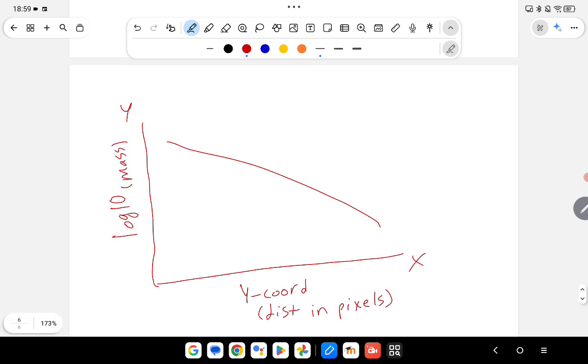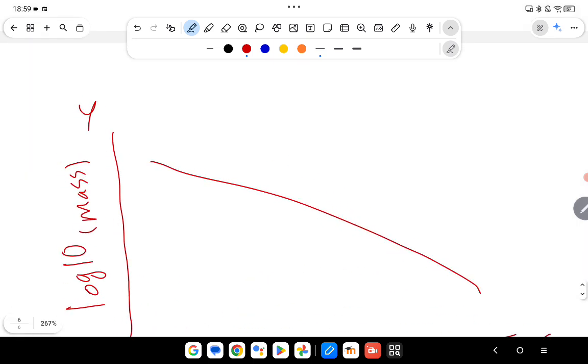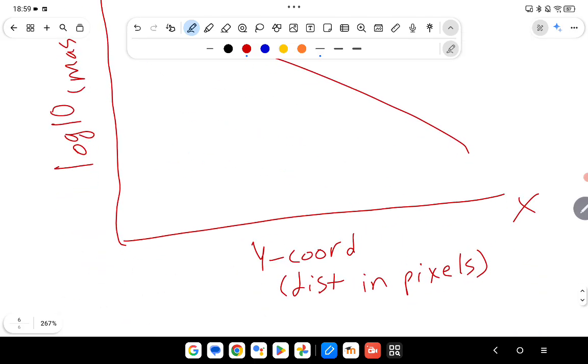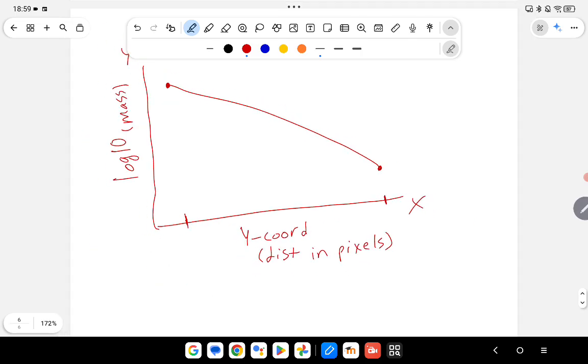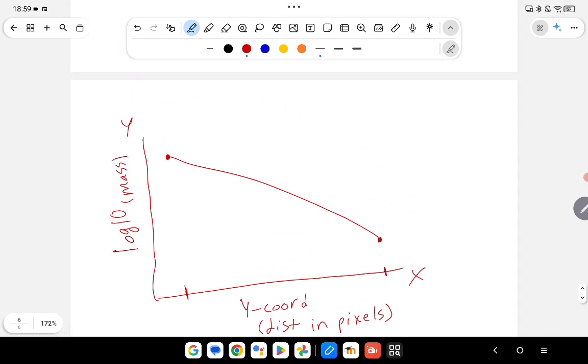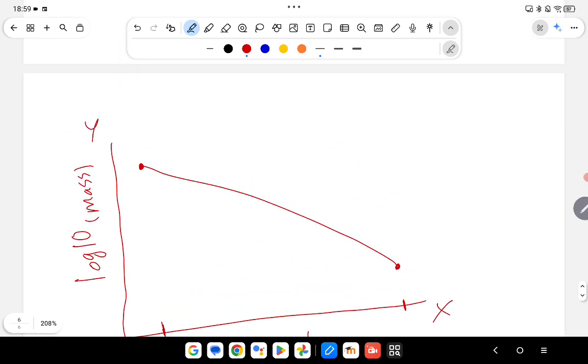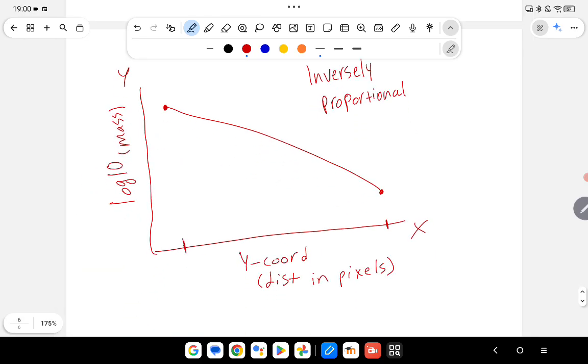So here we had larger mass, which covers less distance, and then smaller mass covered more distance. That makes sense. So this relationship, where the higher one value is, the more it makes the other go down, is called inversely proportional. This is an inversely proportional relationship.